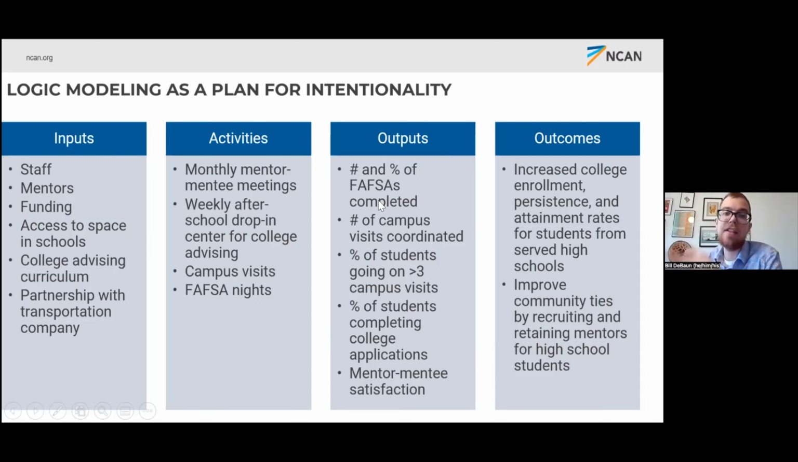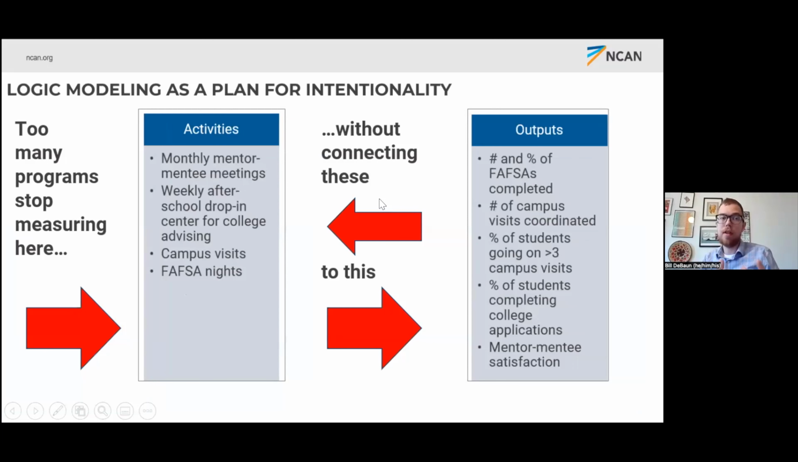Now, what I want to contend to you is that too many programs stop on the activities column. They are doing things like attendance for weekly drop-in centers. They're counting campus visits, but maybe not necessarily attendance. They're counting attendance at FAFSA nights. They're counting the number of mentor and mentee relationships they have, but they're not measuring the, I don't really want to use the word quality here because I think that's unfair, they're not measuring the results of those relationships, right? In terms of satisfaction, in terms of retention, in terms of duration of those relationships. And so I think too many programs are stopping on the activities piece without connecting those activities to what they plausibly produce.